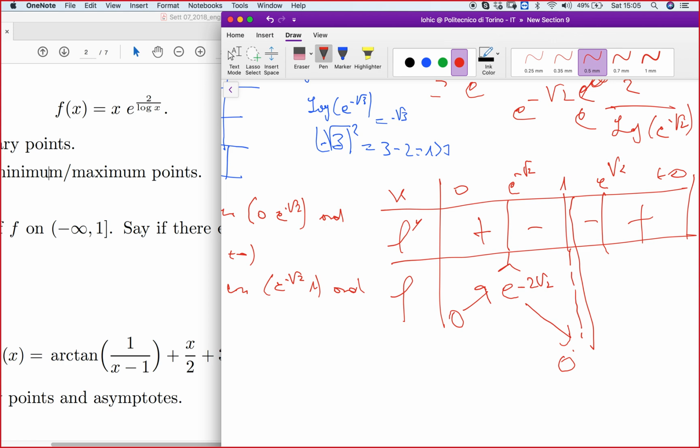f of root 2 will be exponential of 2 root 2. So this will be exponential of 2 root 2. So probably there is a mistake. There is a mistake somewhere, because how can the function decrease from 0? No. What was the limit here? Excuse me. At the left, I made a mistake. No, there is not a mistake, because I didn't sign the limit here.